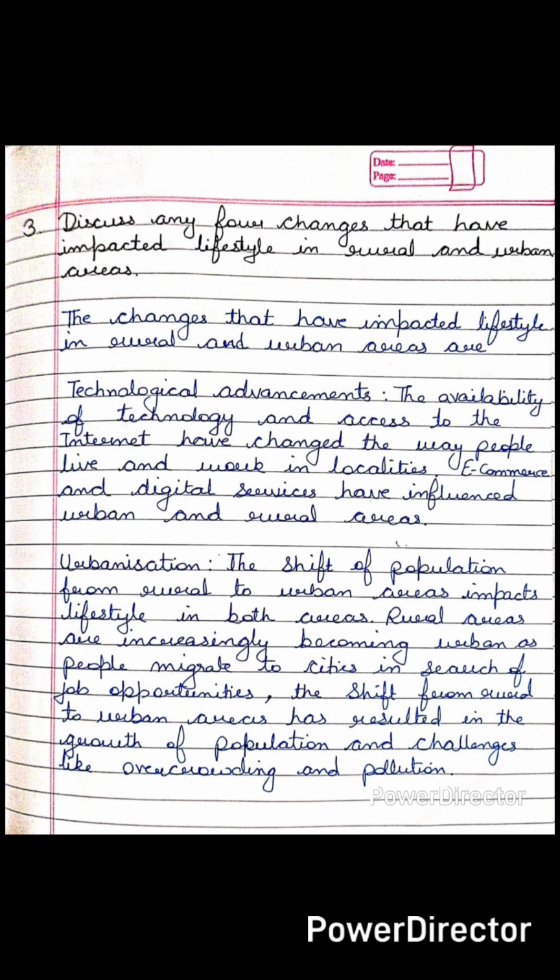Question number 3. Discuss any four changes that have impacted lifestyle in rural and urban areas. Answer. The changes that have impacted lifestyle in rural and urban areas are technological advancements. The availability of technology and access to the internet have changed the way people live and work in localities. E-commerce and digital services have influenced urban and rural areas.